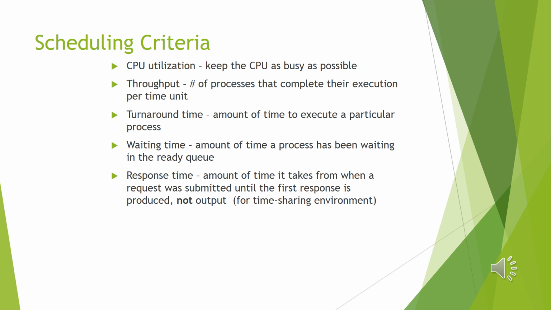Then we have the turnaround time, the amount of time to execute a particular process. That is the time it takes a process to be executed from the ready state to the termination state. Then we have the waiting time, the amount of time a process has been waiting in the ready queue for it to be selected or to enter into the running state. Then we have the response time, the amount of time from when a request has been submitted until the first response is produced. That is from the running state to the waiting state.